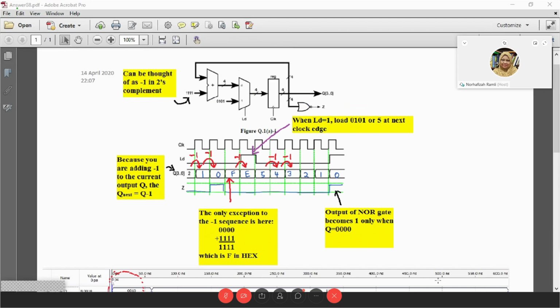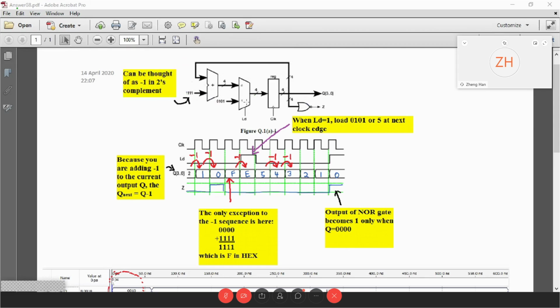I can try. Okay. So if you look at the diagram, on the left hand side, you can see that 1111 is going into the adder, right? 1111 is actually negative one in two's complement. So it is as if you are subtracting one from the queue, right? So every round you are minusing one from the queue. So q minus one, minus one, minus one, like that.